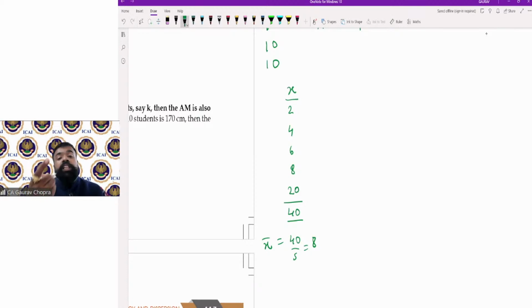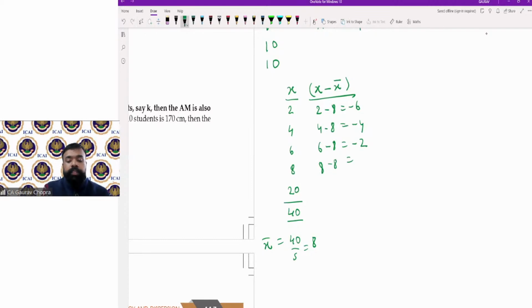Now we have to take deviation from arithmetic mean, x minus x bar. So 2 minus 8 is minus 6, 4 minus 8 is minus 4, 6 minus 8 is minus 2, 8 minus 8 is 0, 20 minus 8 is 12. Now, what will be the total? The total is 0. So, as per this property, sum of x minus x bar is equal to 0. Sigma x minus x bar is always equal to 0.